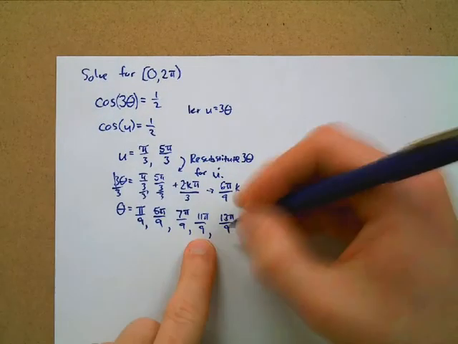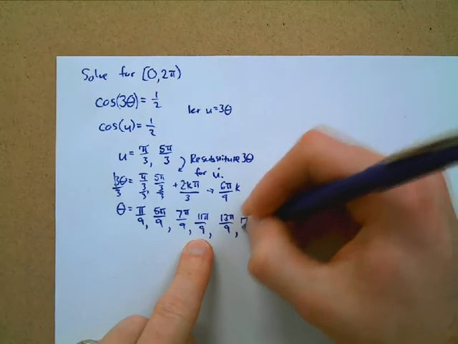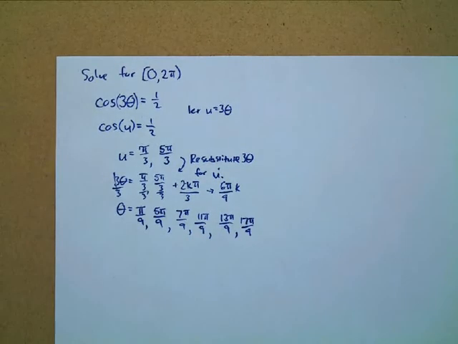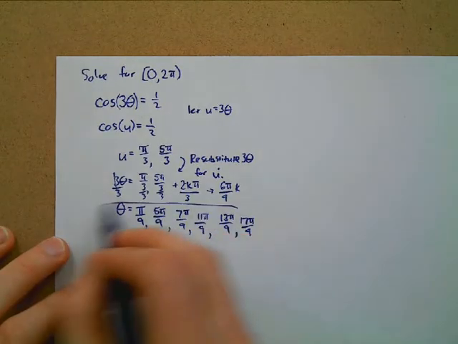Okay. So these are our primary solutions, right? And then we added the 2 pi over 3, 2 pi over 3, and so on and so forth. Keep adding the 2 pi over 3 there. That's the idea.